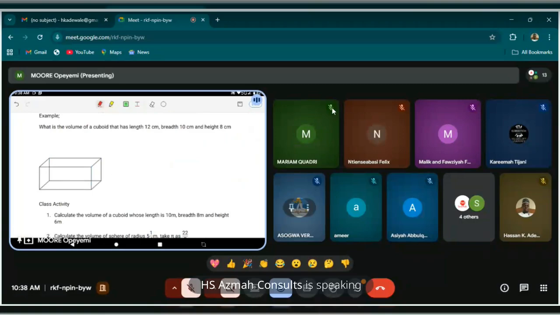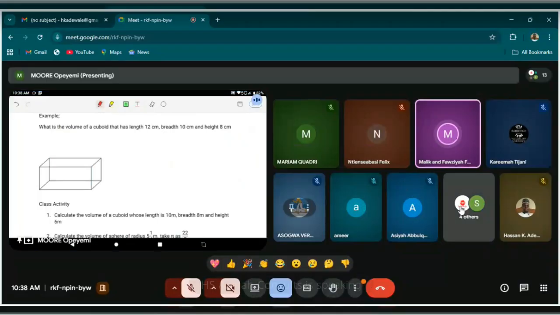This is a cuboid. Now let us state the properties. No, sir, I'm not tired. In fact, I'm excited to learn.